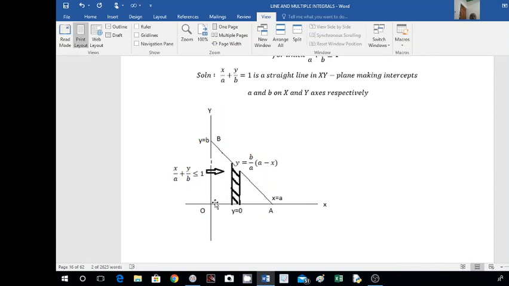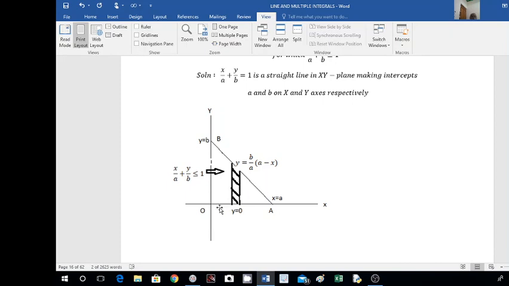This is the strip. It starts on the x-axis here, and the top end of the strip is touching this line here. The bottom of this strip is at y = 0, on the x-axis. So what about the tip of this strip? At this point, what is the value of y? This can be calculated from x/a + y/b = 1. From there we get y = (b/a)(a - x). That means y ranges from 0 to (b/a)(a - x). These are the limits of y.